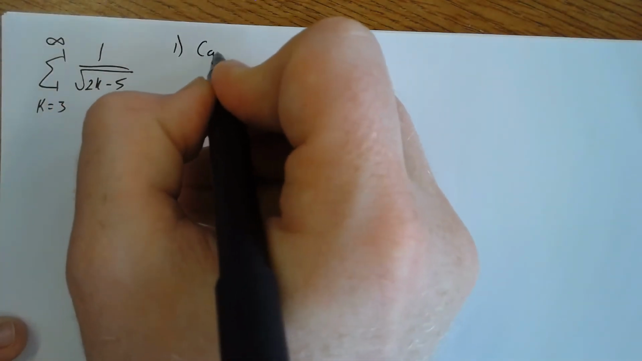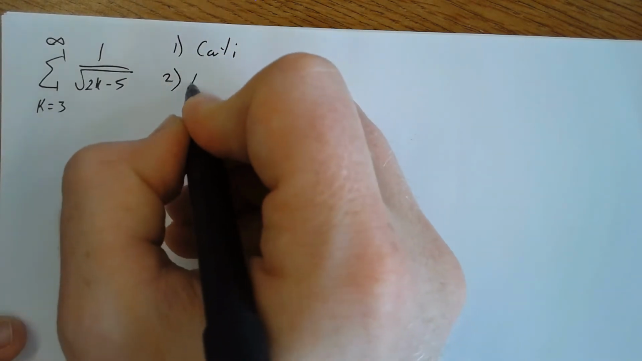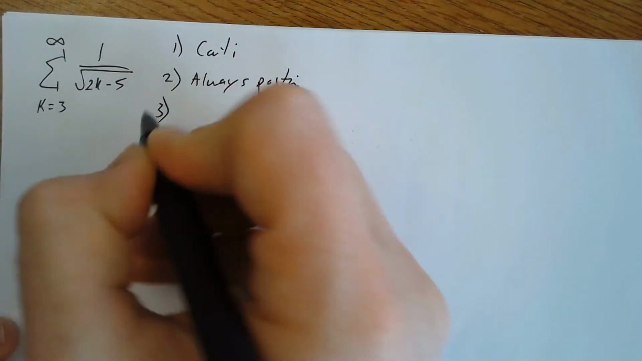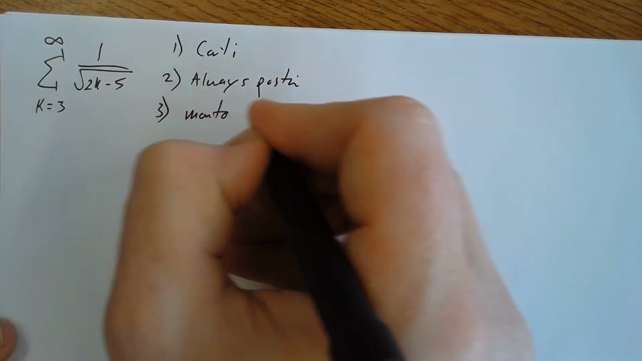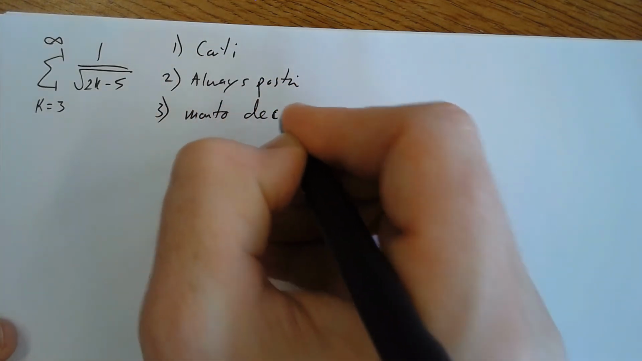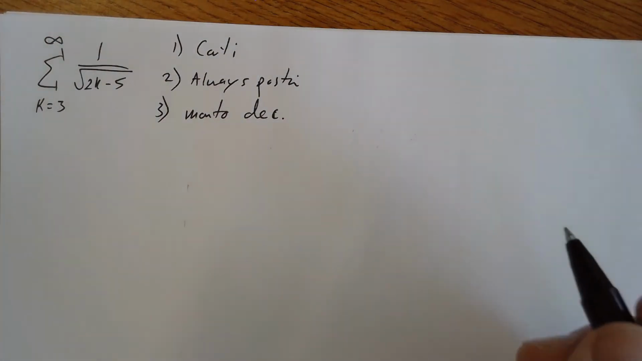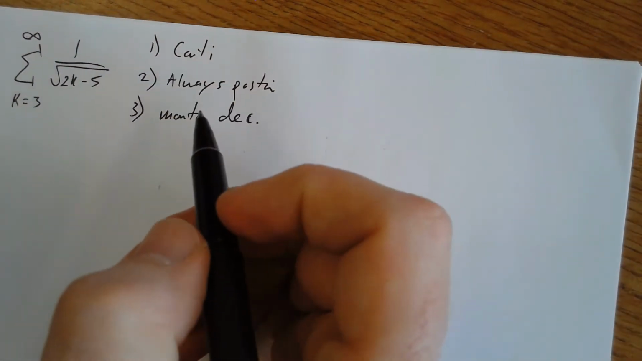So we still have continuity, we still have to prove always positive, and then we also have to prove that it is monotone decreasing. If we can't prove those three things, then the integral test doesn't apply and we can't actually utilize it. So, is this thing always continuous?